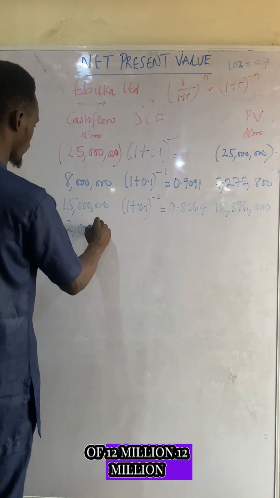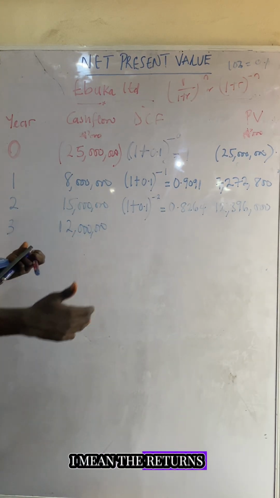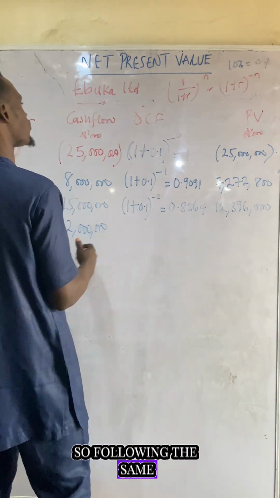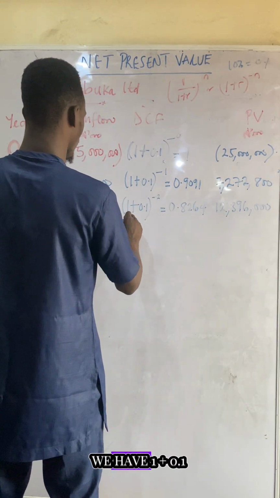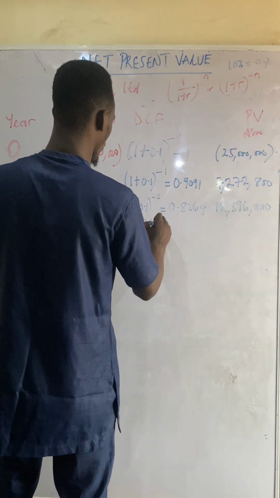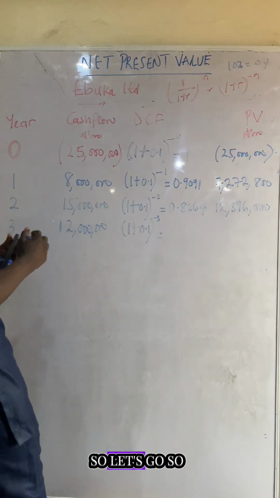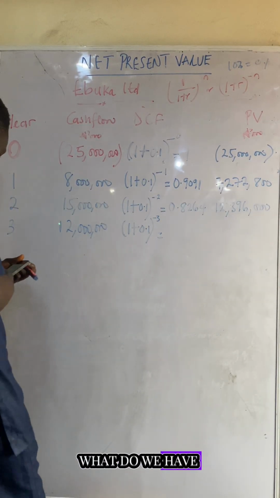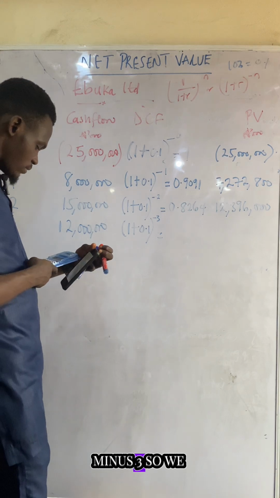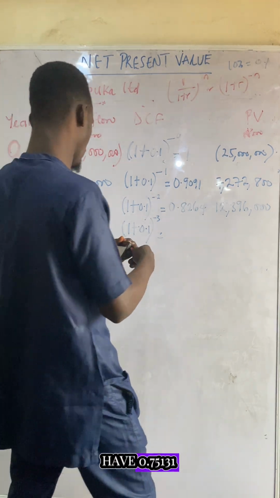When an investment of 12 million, the returns of 12 million was generated from the investment. So following the same principle for the DCF, we have 1 plus 0.1 all raised to power minus 3. So minus 3 being the number of years. So let's go. So what do we have? 1.1 raised to power minus 3. So we have 0.75131.